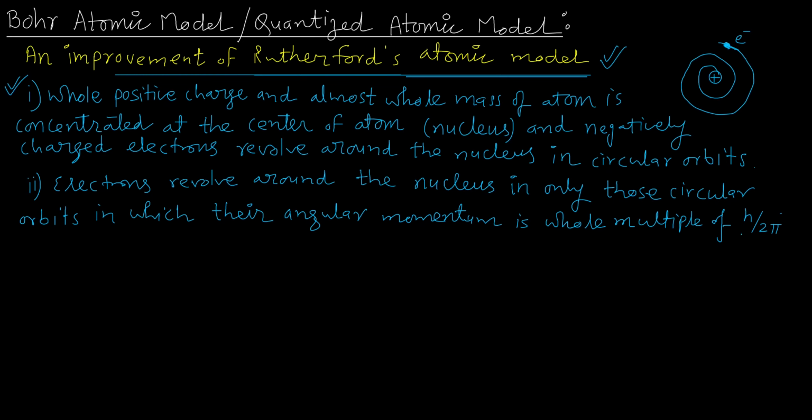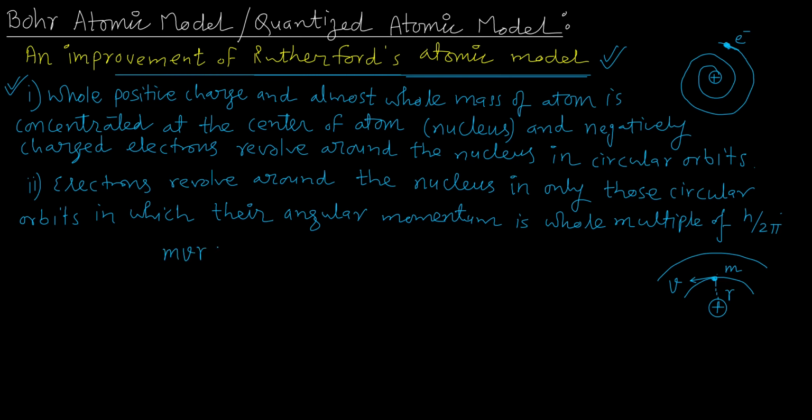So I will write it more. If electron has mass m, suppose I draw a picture here. This is the nucleus of the atom, and suppose these are the orbits around the nucleus in which electron revolves. Suppose this is electron, its mass is m, and suppose it is revolving around the nucleus with velocity v, and the radius of the orbit, say this is small r. So what will be the angular momentum of the electron? Angular momentum of the electron will be m into v into r.